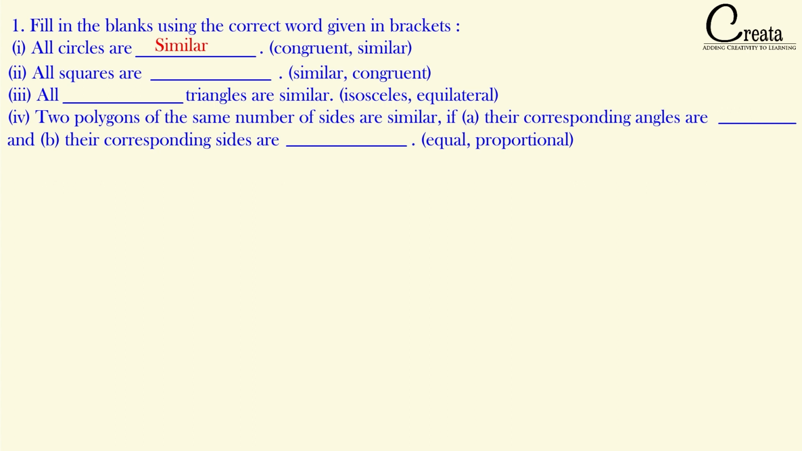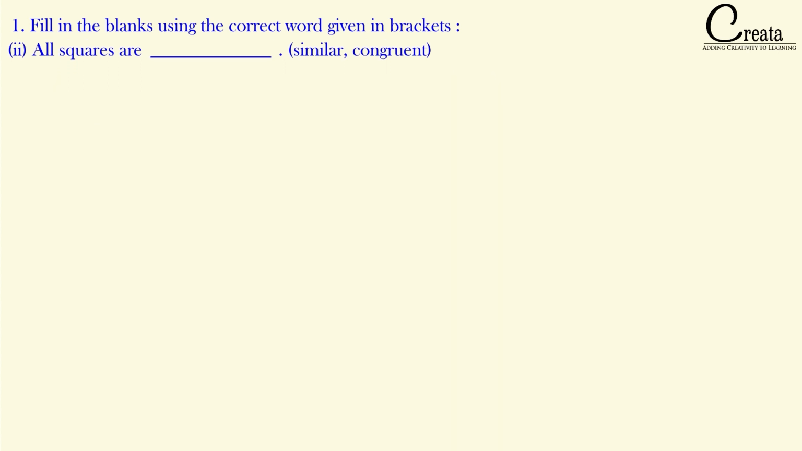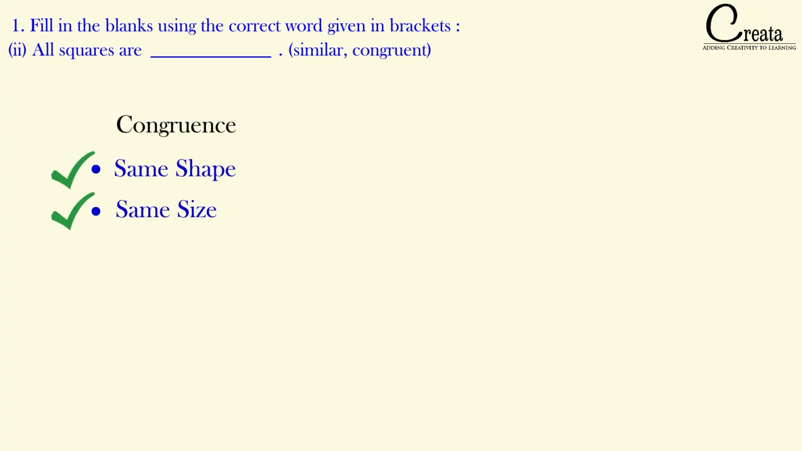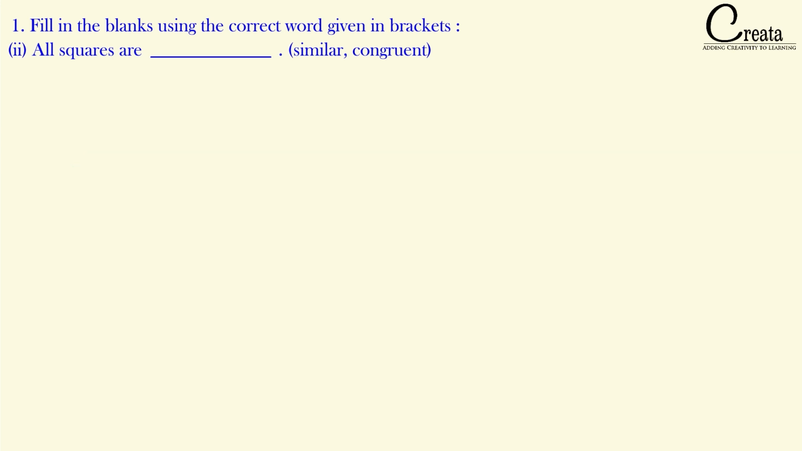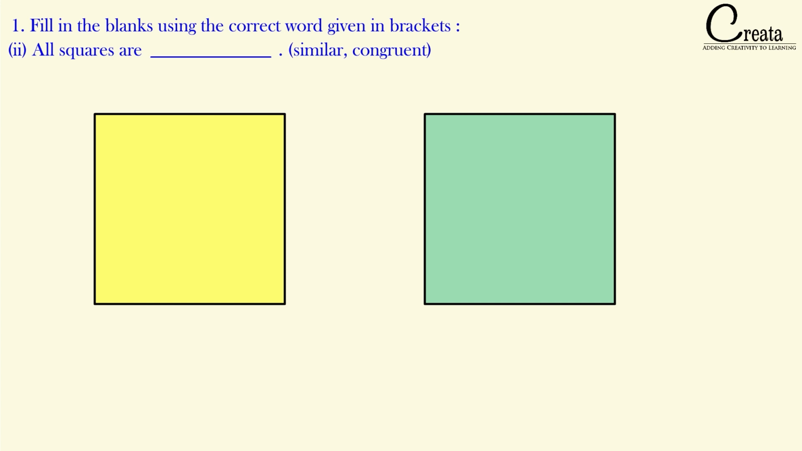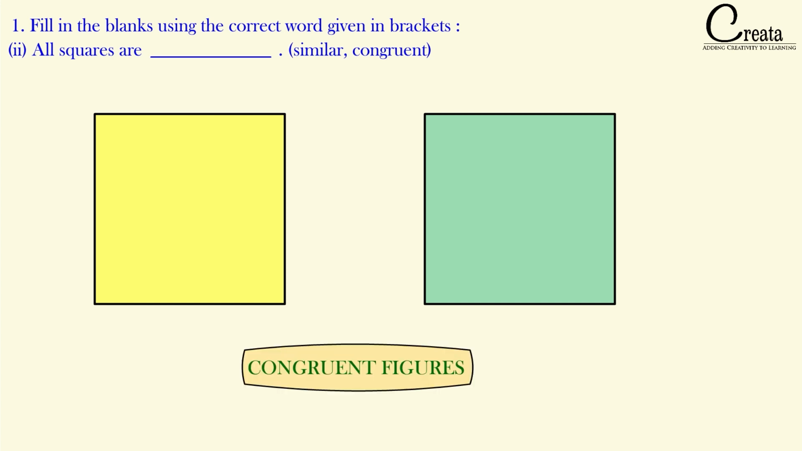Second part: all the squares are dash, in the bracket similar or congruent. Basically, the question is asking whether all the squares are congruent or all the squares are similar. The condition for being congruent is that the figures should have the same shape and same size. And the condition for being similar is that the figures should have only the same shape. So if we take two squares of exactly the same size, then we can say these two squares are congruent because their shapes are the same as well as their sizes.